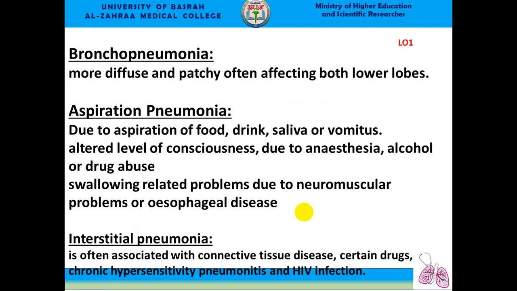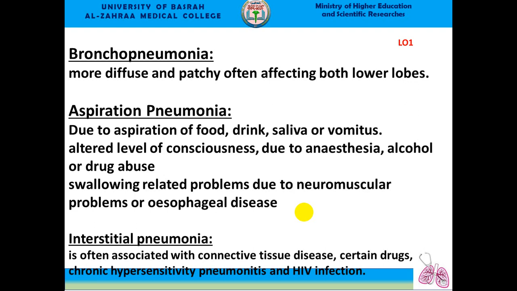And the other type of pneumonia is called bronchopneumonia. And bronchopneumonia is usually more diffuse and patchy. And it is often affecting both lower lobes of the lungs. So it is not localized to one lobe like in lobar pneumonia. In bronchopneumonia, usually both sides of the lung are affected, and usually the lower lobes are affected more.